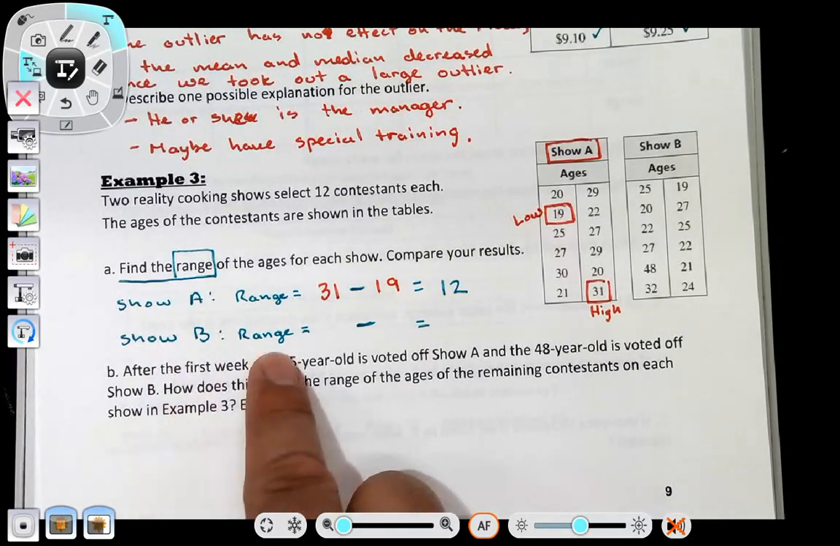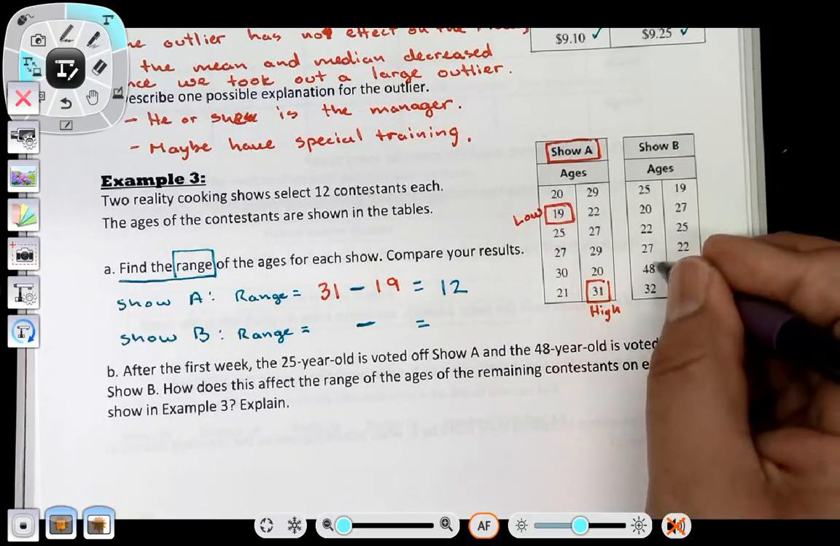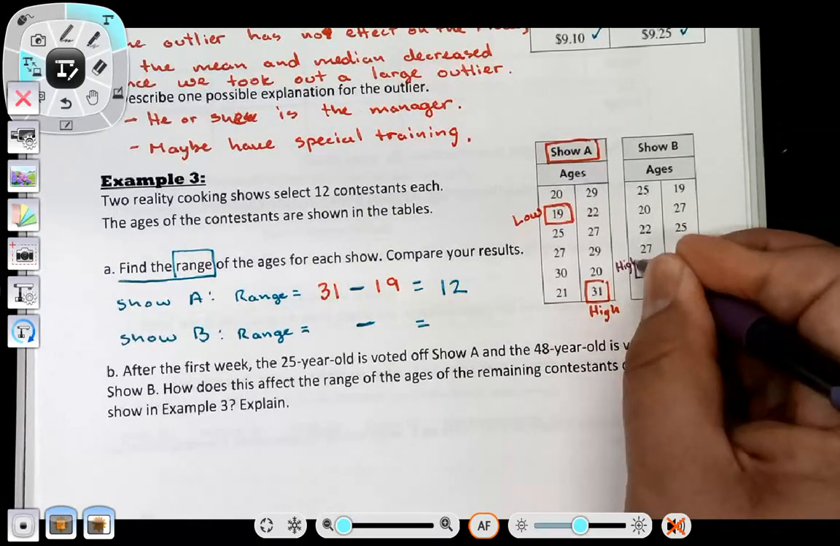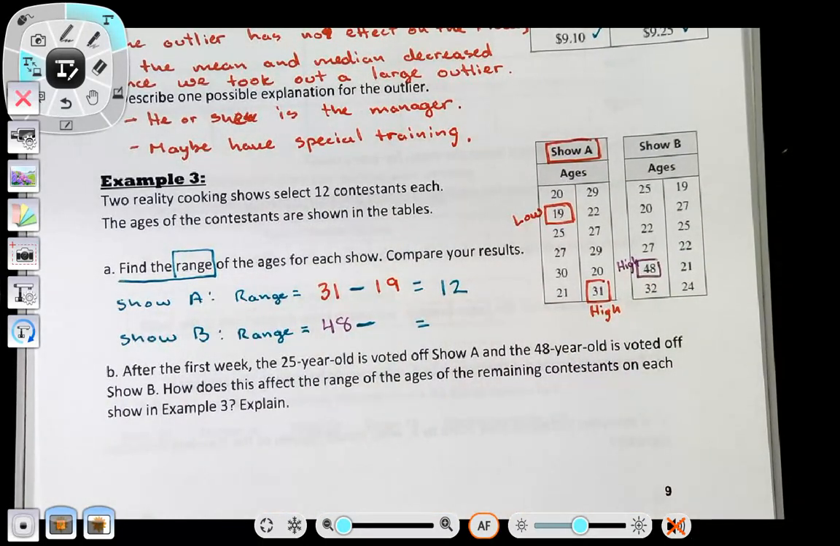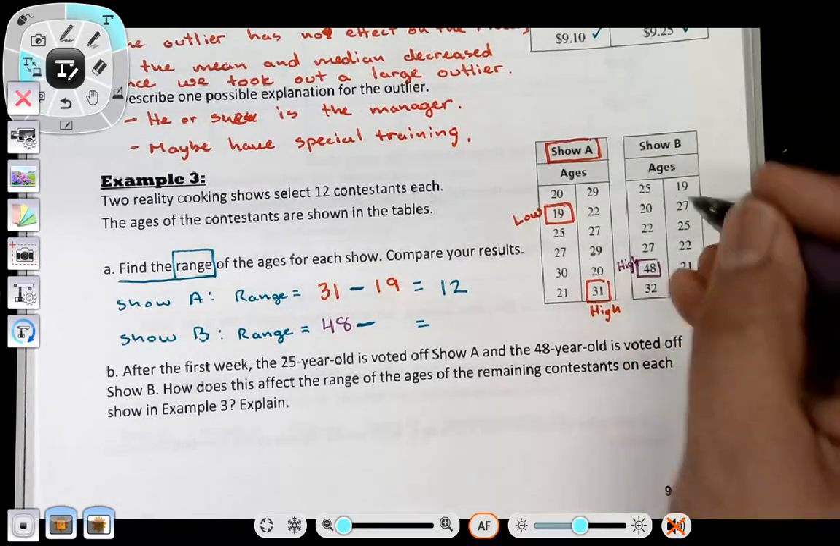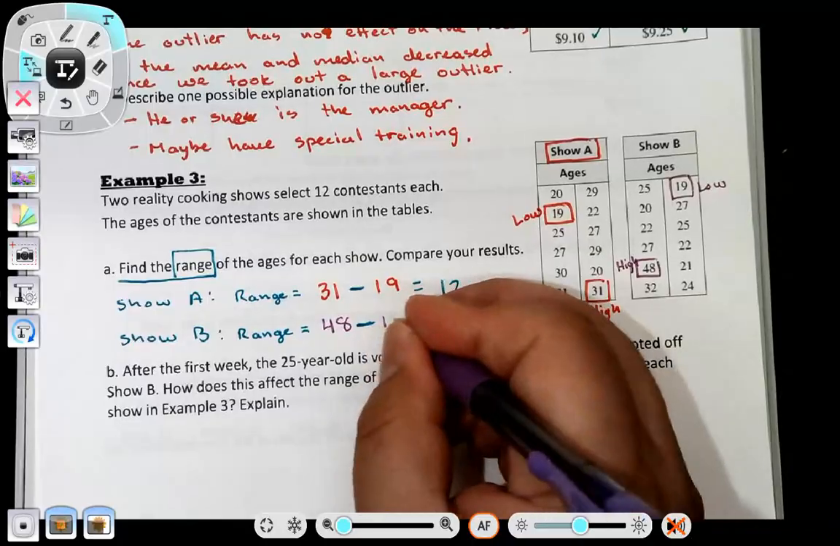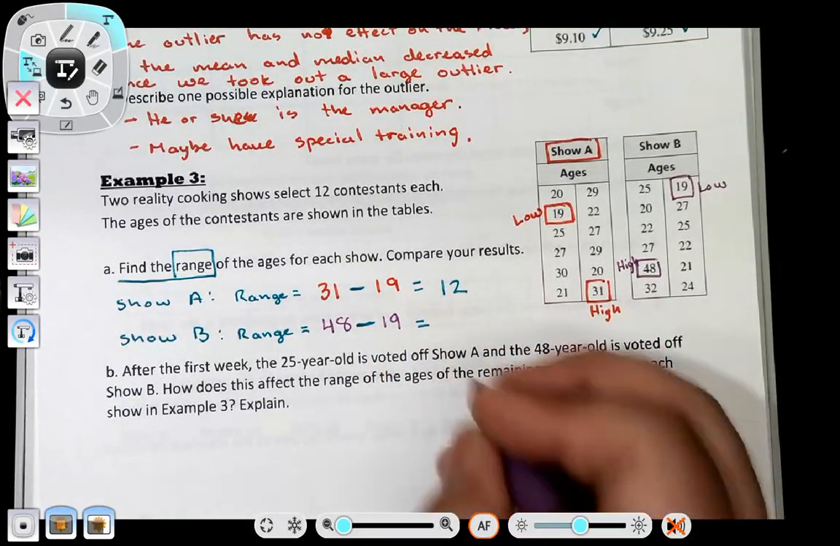Now, show B. All right, let's talk about show B here. Now, for show B, who is the oldest? Maybe I should start there. They got a 48-year-old in there. All right, so there's the high, which means that should be the first number, right? 48. All right, who's the youngest in that group? 19. Another 19. Okay, so there's the lowest. So there's my 19. All right, do a little subtraction there. 48 minus 19 is 29. Okay, thank you.